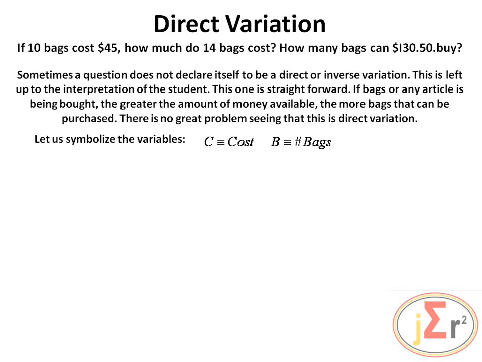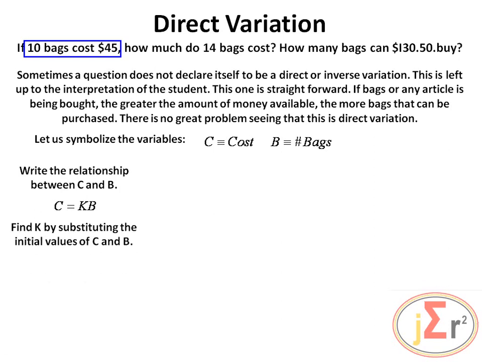Now we are going to use C to be the cost and B to be the number of bags. Write the relationship between C and B. Now, in a direct variation, C is equal to kB. It may also be written in the reverse, where B is equal to kC, where k is the constant of proportionality. The answers that we'll get from the expression will be the same.